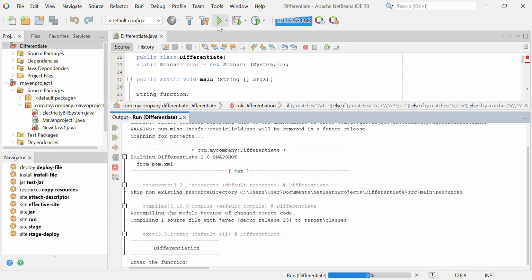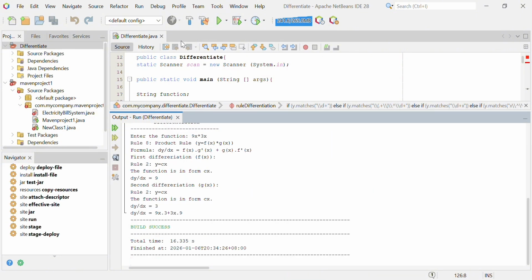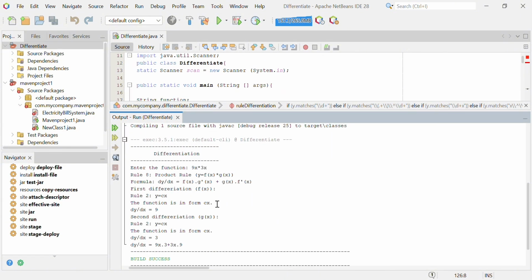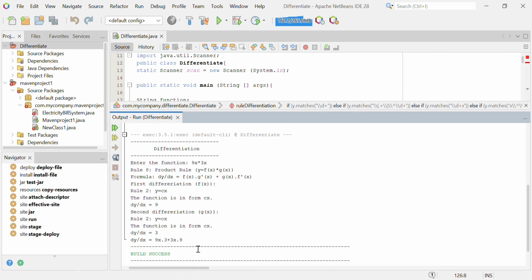Rule 8. Product rule. When the input is 9x multiplied by 3x, the program identifies it as a product of two functions. The program differentiates the first function and multiplies it with the second, then differentiates the second function and multiplies it with the first. The final output follows the product rule formula.